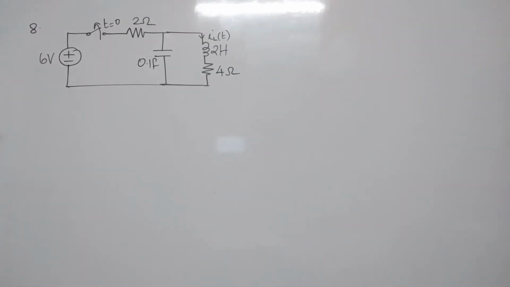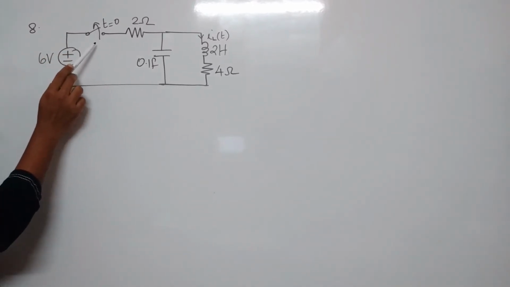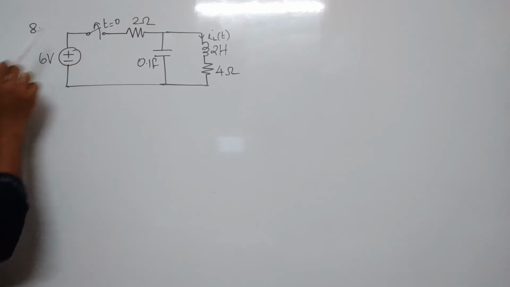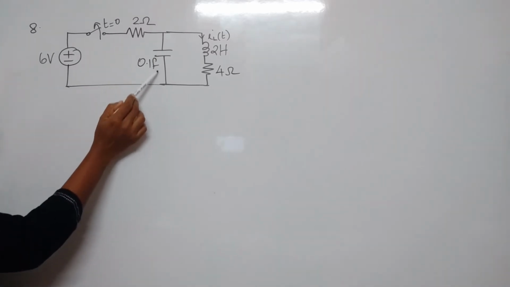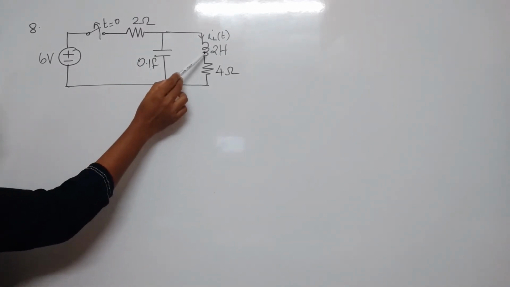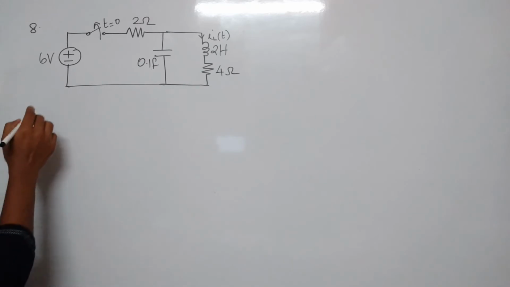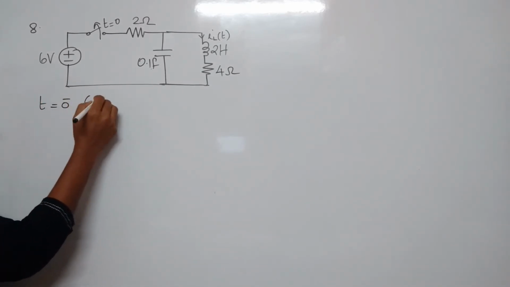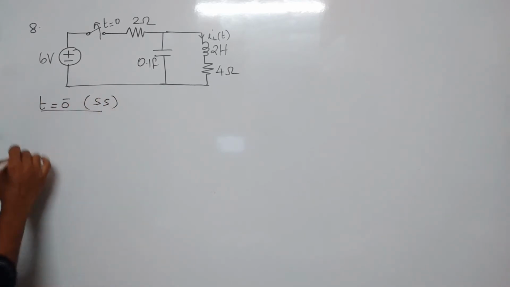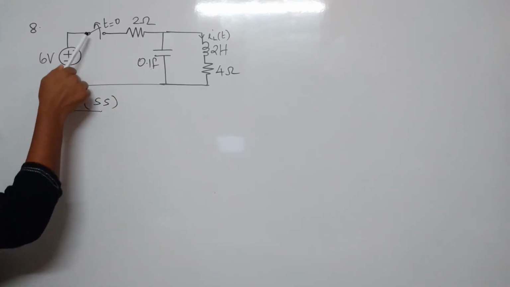The next question, determine current iL of t for t greater than or equal to 0. So here the circuit was closed for a long time, and at t equal to 0 the switch was opened. So we need to find out vC of 0 minus as well as iL of 0 minus. For that, let's draw the circuit at t equal to 0 minus, which corresponds to steady state. So the switch is closed.